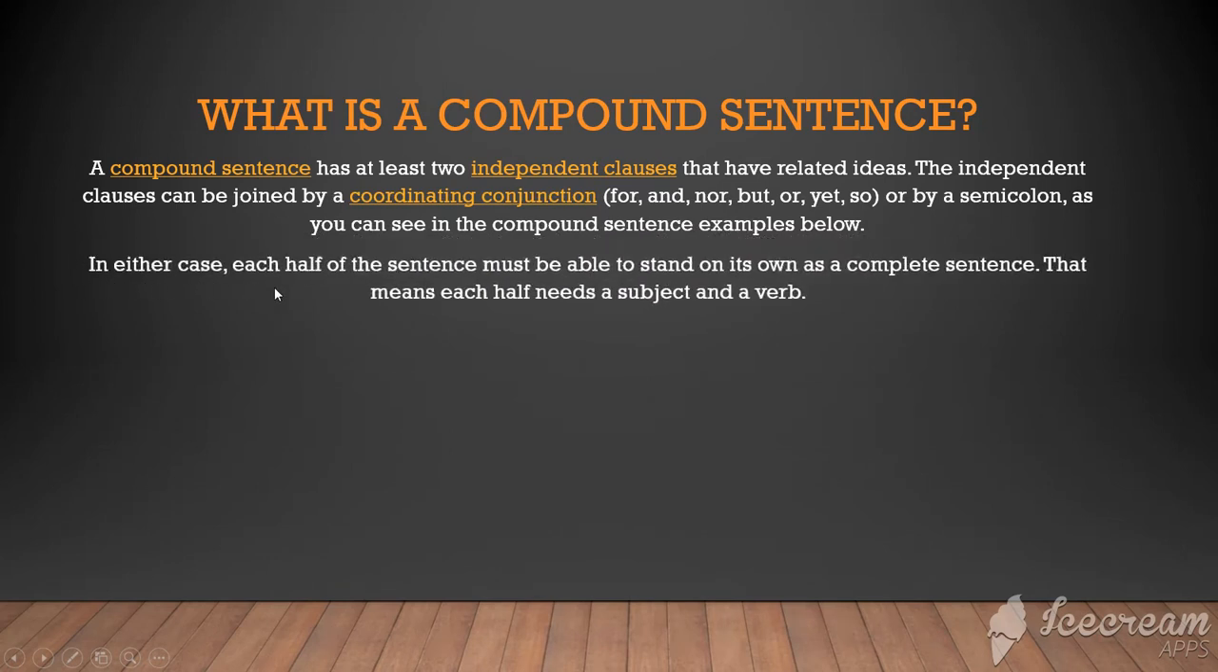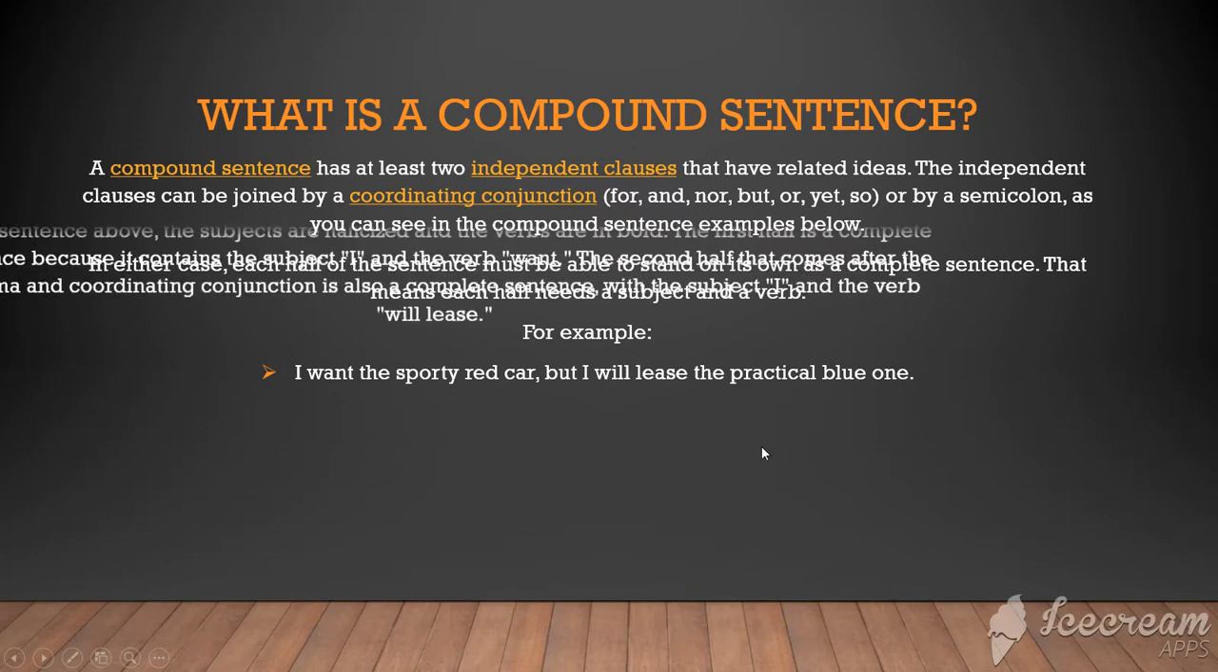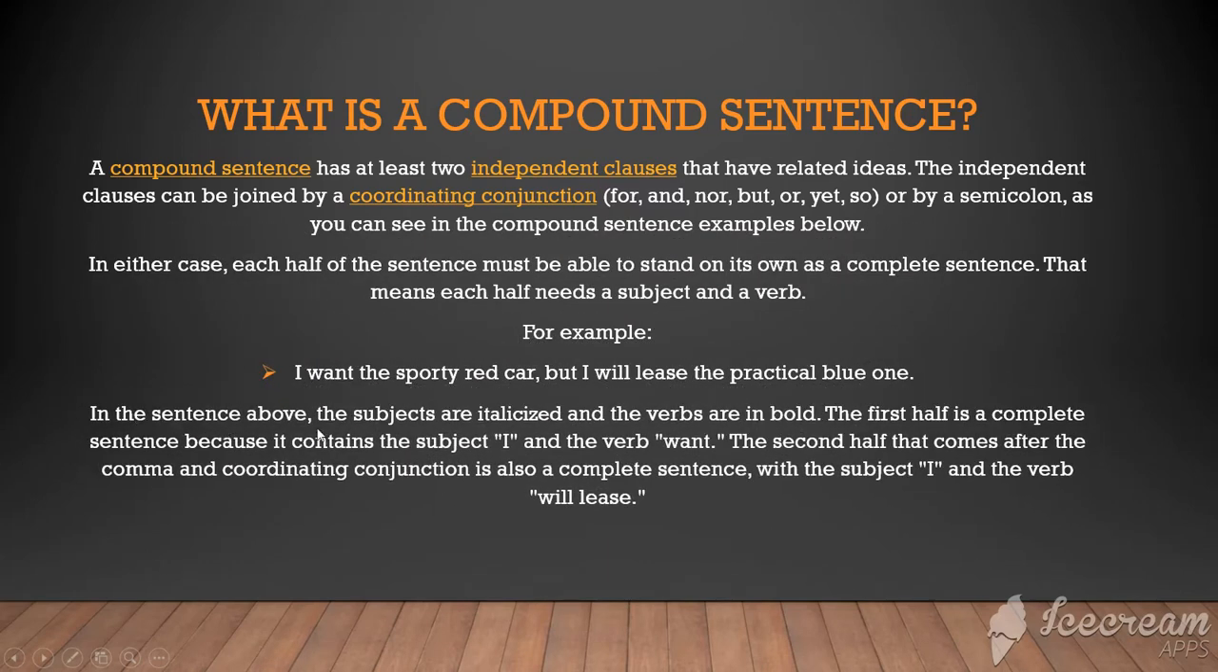In either case, each half of the sentence must be able to stand on its own as a complete sentence. That means each half needs a subject and a verb. For example, I want the sporty red car, but I'll leave the practical blue one. In the sentence above, the subjects are italicized and the verbs are in bold.